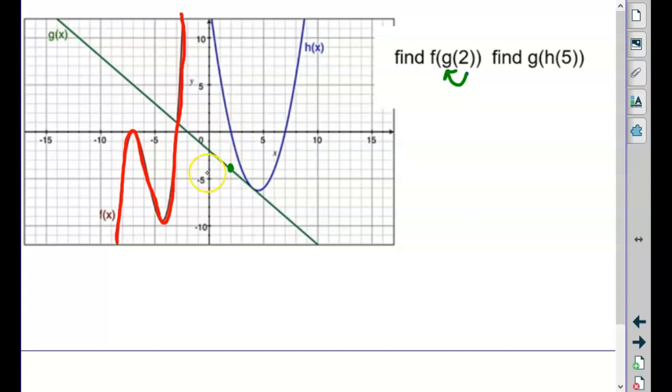Everybody see where 2 is down at -4 on the green? So this became a -4. Putting a 2 into G got me out a -4. Now I'm supposed to put that answer into F, which is the red one. A -4 into the red one gives out a, is it -9, guys?